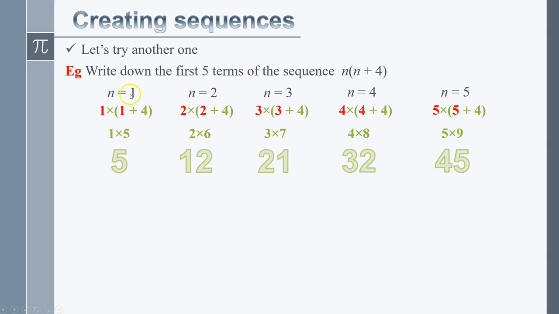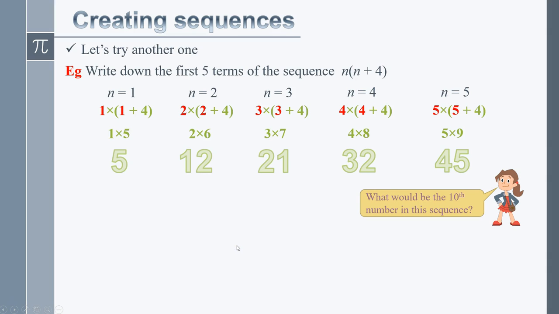The key to it is working out that we've just got to keep changing the value of n each time, and it will generate our sequence. So a final question to do with the sequence: what would be the 10th number in this sequence? Now, one way of doing it would be to look at these numbers and try and figure it out, and then just keep going to work out n is 6, n is 7, n is 8, but we really don't need to do that.